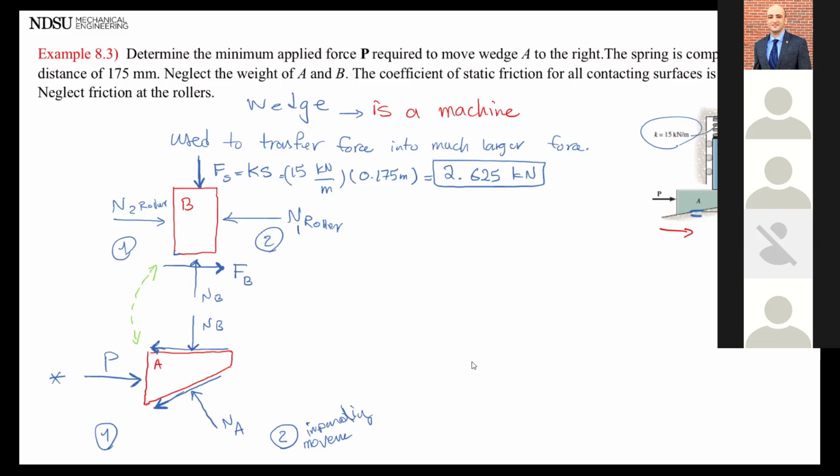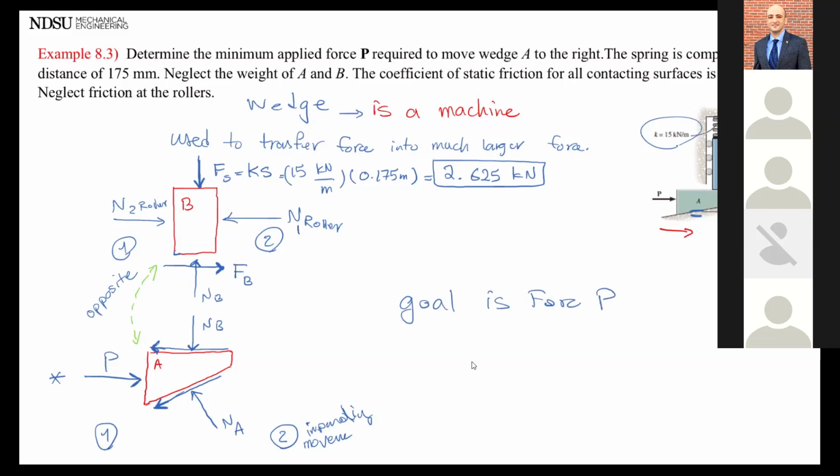F, B. So these two are opposite of each other. Okay. This is kind of similar to the other problem that we did, the 2 blocks. So you guys do the equations of equilibrium and figure out force P. The goal is for force P.